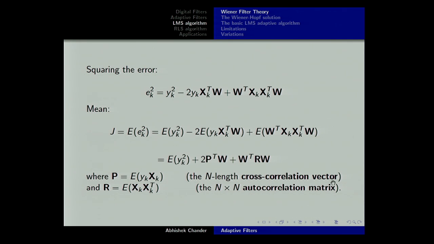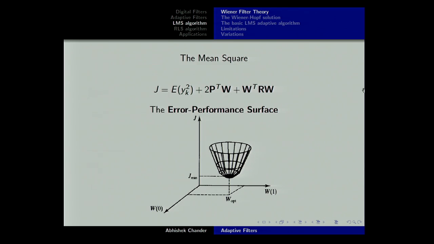So this is just some terminology in the literature, if you actually want to do some research into it. This is a really important figure. It shows that if we look at two dimensions of the weights, the first and the second weight, and we plot J, which is the mean of the square of the error, in order to minimize the power, as we saw before, we want to minimize the power.